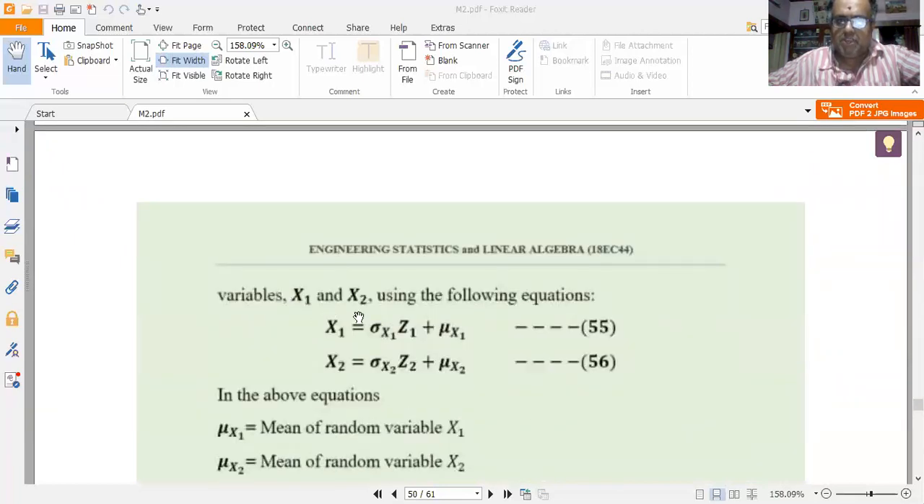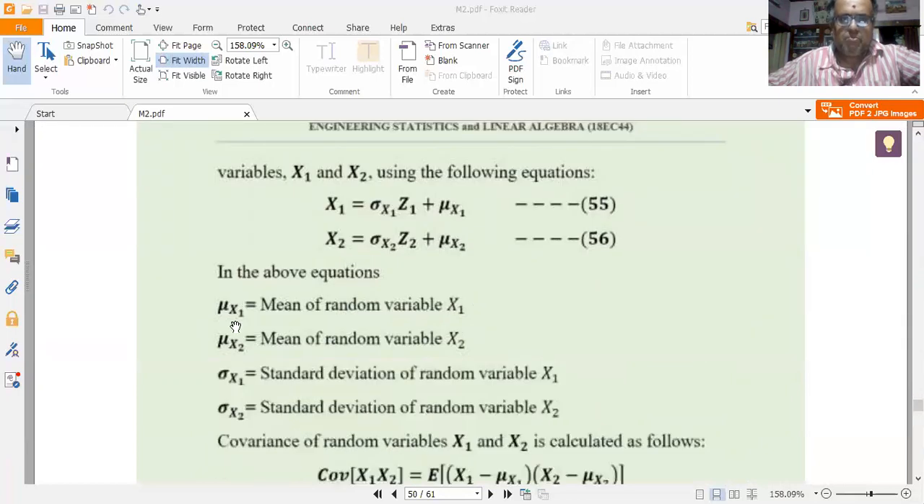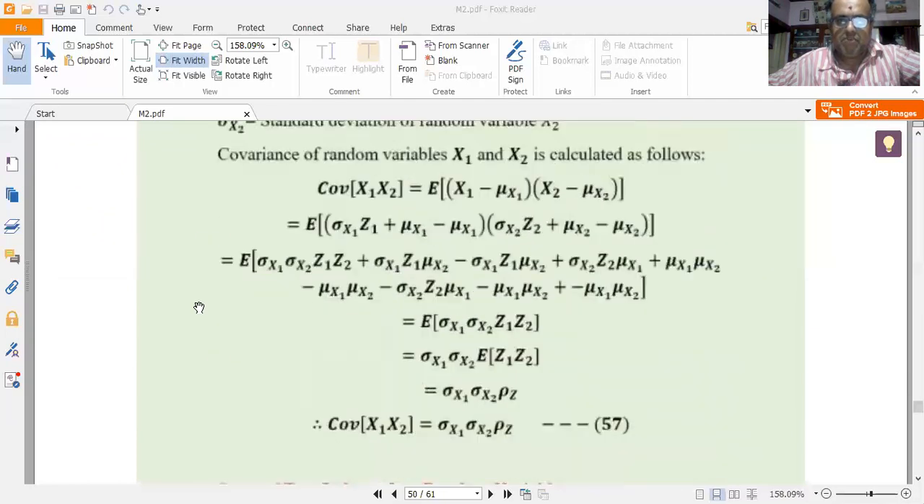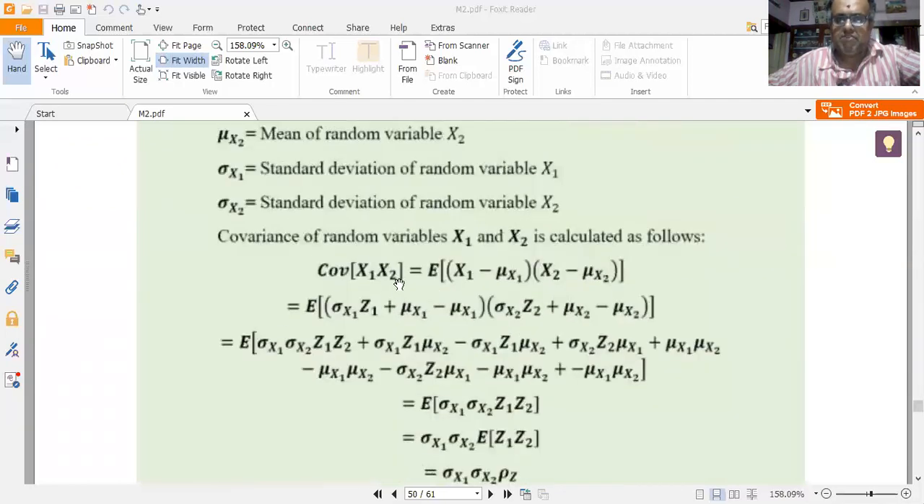two equations, namely capital X1 is equal to sigma x1 capital Z1 plus mu x1, call it equation 55, and capital X2 is equal to sigma x2 capital Z2 plus mu x2, call it equation 56. Here mu x1 is the mean of random variable X1, mu x2 is the mean of random variable X2, and sigma x1 and sigma x2 are the standard deviations of the random variables X1 and X2 respectively. So the covariance of random variables X1 and X2 is simply given by the definition of the covariance.